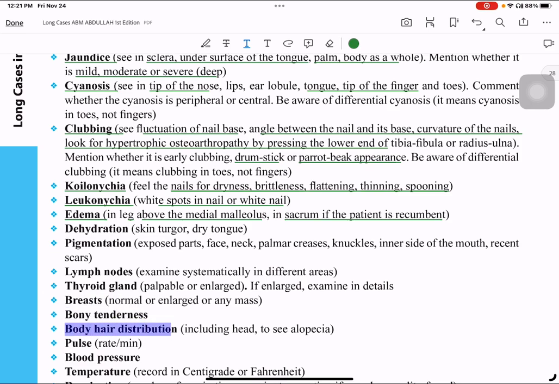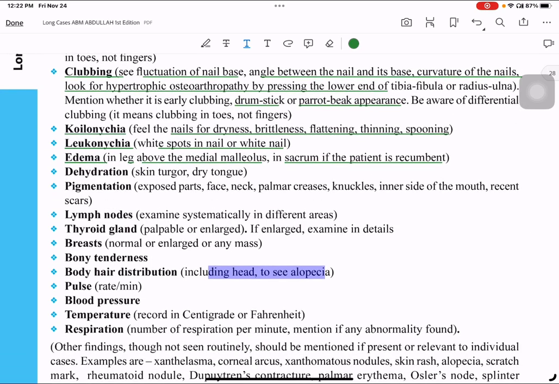Body hair distribution, from the head. Body hair distribution may indicate lots of diseases, like systemic lupus erythematosus presenting with alopecia. So body hair distribution is very important. In a case of polycystic ovarian syndrome, a female may have male pattern hair distribution.